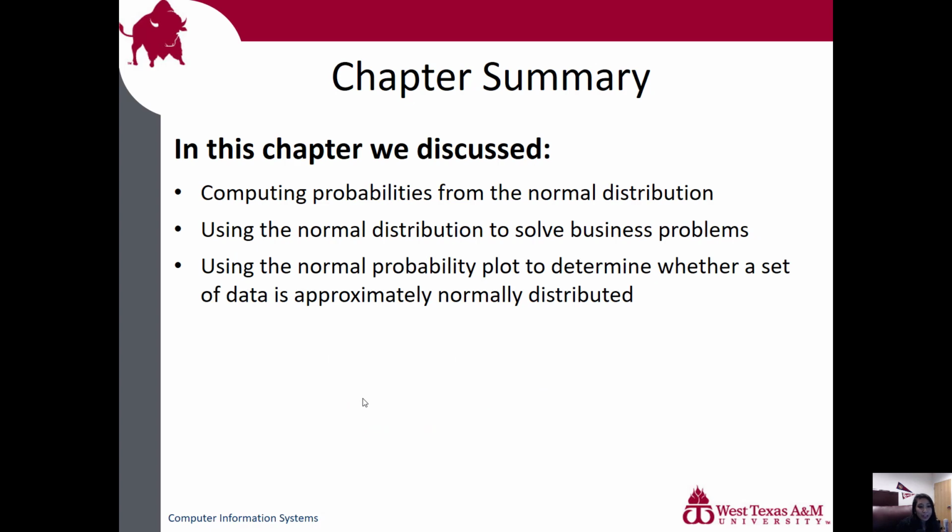So in this chapter, again, we looked at computing probabilities from the normal distribution and using the normal distribution to solve problems like the download speed examples that we looked at. And we also looked at how to evaluate normality. So that's the end of chapter 6.